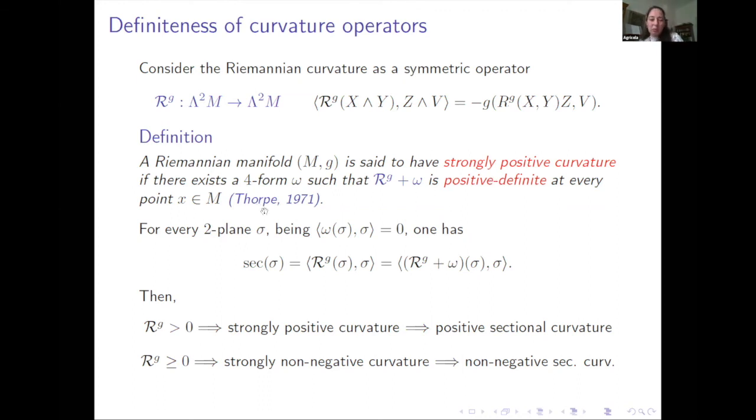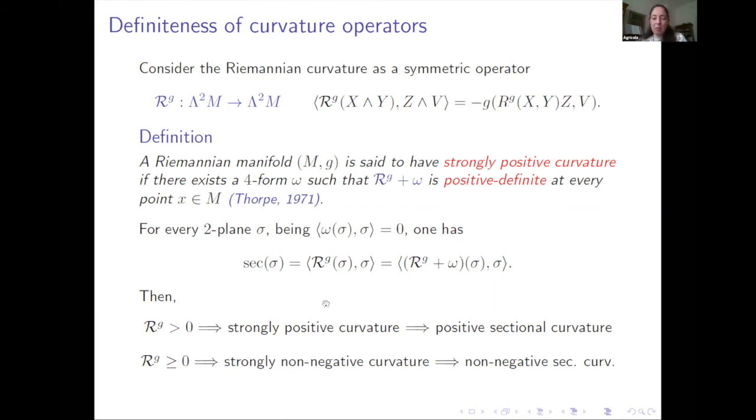This was introduced by Thorpe because for every two plane, you can compute the sectional curvature and you realize that if the Riemannian curvature is strictly positive or non-negative, then you will be able to conclude positive or non-negative sectional curvature. And in dimension four, that's basically an if and only if condition.